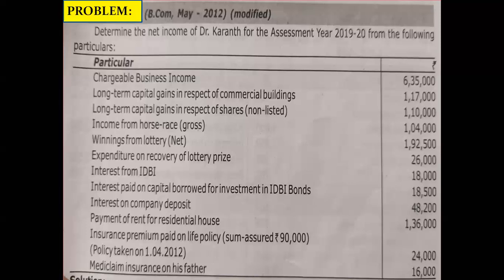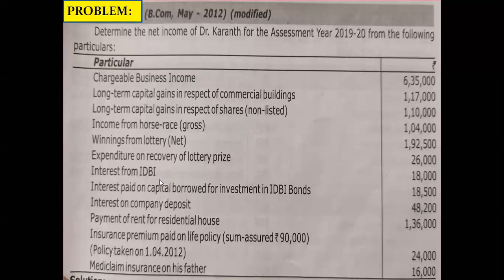Next, winnings from lottery, net, they have given. So we need to do the gross-up: 1,92,500 into 100 divided by 70. So we need to do the gross-up amount. Next, expenditure on recovery of lottery prizes. Already we know that any expenditure incurred on earning casual income cannot be claimed as an expenditure. Only the amount incurred by the assessee for the maintenance of horse races can be claimed. So this will be ignored. Interest from IDBI.